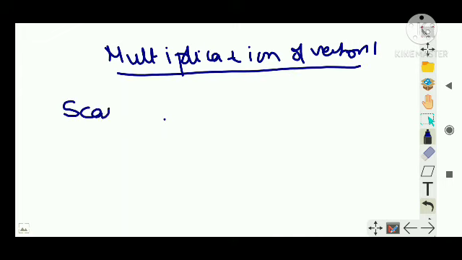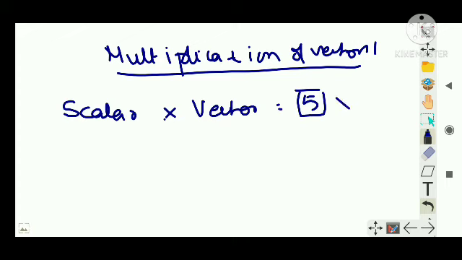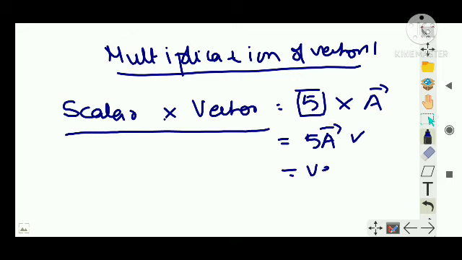Now, I can multiply a scalar with a vector. See, 5 is a numerical value. It just has magnitude, I don't have a direction. I can multiply it with a vector, say vector a. I will get 5a vector. This is a vector itself. So when I multiply a scalar with a vector, I get a vector. Clear?